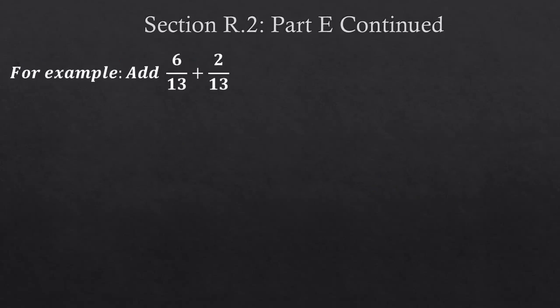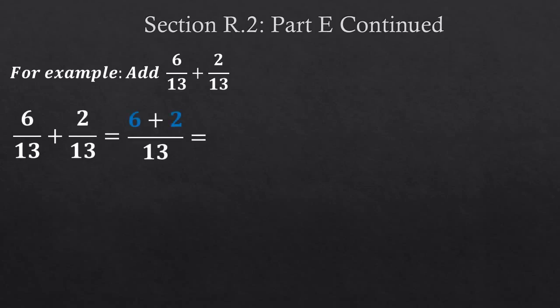Add 6 over 13 to 2 over 13. Same denominators, we're going to combine their numerators with the sign in the middle. So 6 added to 2, or should I say a positive 6 and a positive 2, same signs. I'm going to add and keep the common sign, which will give me 8 over 13.